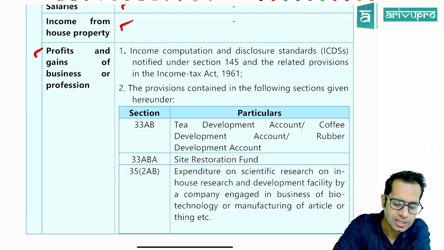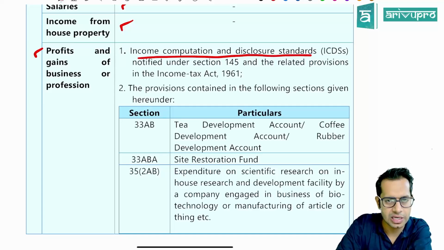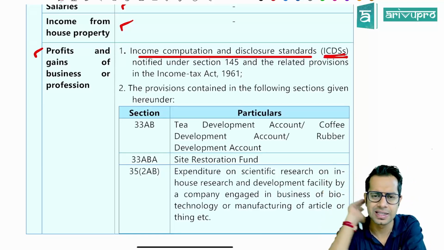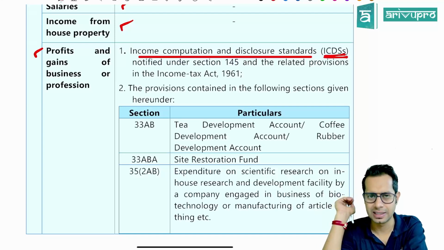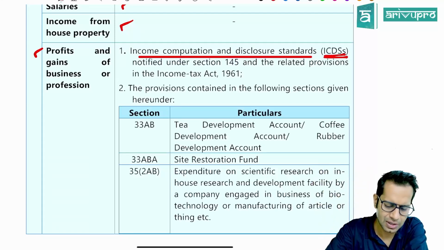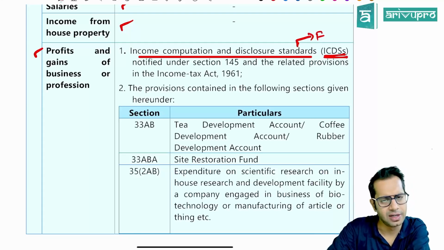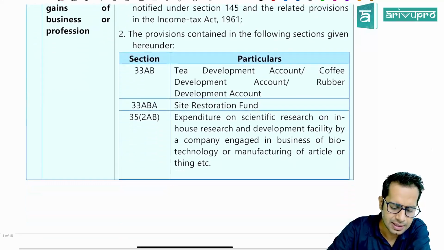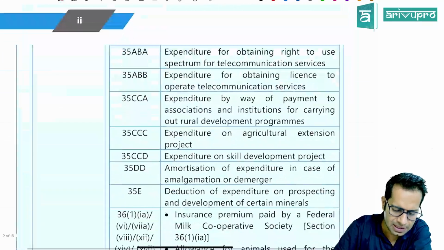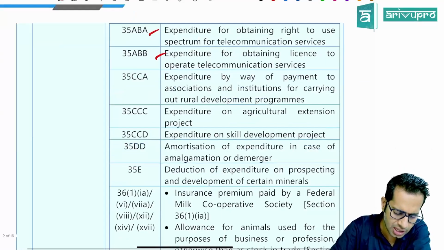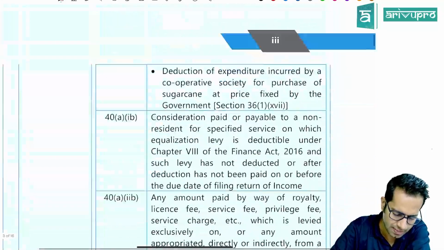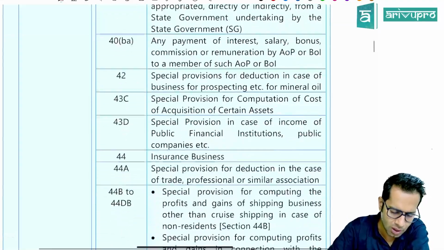There is something called Income Computation and Disclosure Standards, ICDS. For computation of income, just like your accounting standards, there is something called ICDS. That is not applicable to you for your examination. You don't have to study that for your examination. You will learn about it in your finals. Similarly, there are Section 33AB, 33ABA, 35AB, etc. They have given a list of all these sections. All the sections which they have given here are not applicable for your examination.